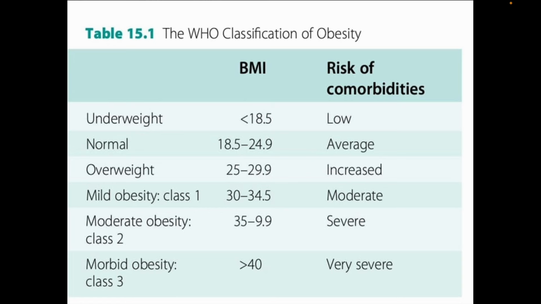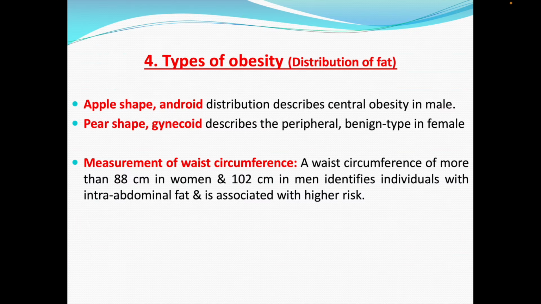This is the WHO classification of obesity, in which normal is from 18.5 to 24.9, which is average. Overweight is from 25 to 29.9, meaning near 30. Mild obesity, which is a disease now, is class 1, from 30 to 34, you can say 35. Moderate obesity, class 2, is 35 to 40. Class 3 obesity is more than 40. It's very severe. There are other classifications in which we can identify these people as super obese or morbidly obese. Class 3 is also morbid obese.